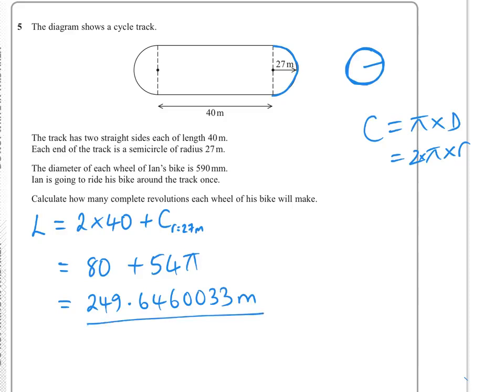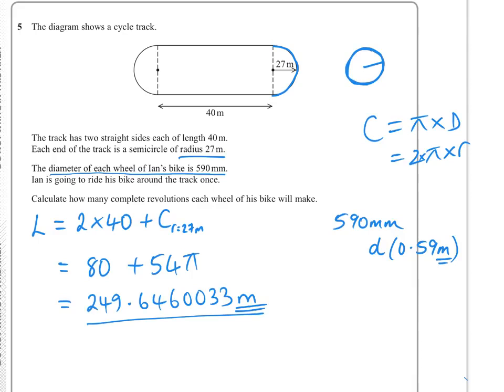So now we've got to look at the diameter of Ian's bike wheel. That's the diameter now. So notice we were talking radius here. So this is quite tricky. You've got to pay good attention to this. So 590 millimetres is, well, 1,000 millimetres are a metre. So the diameter is 0.59 metres. We want to get the units the same.